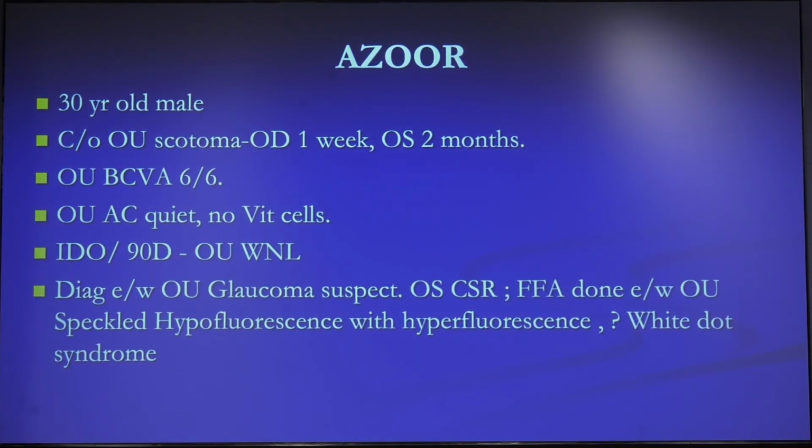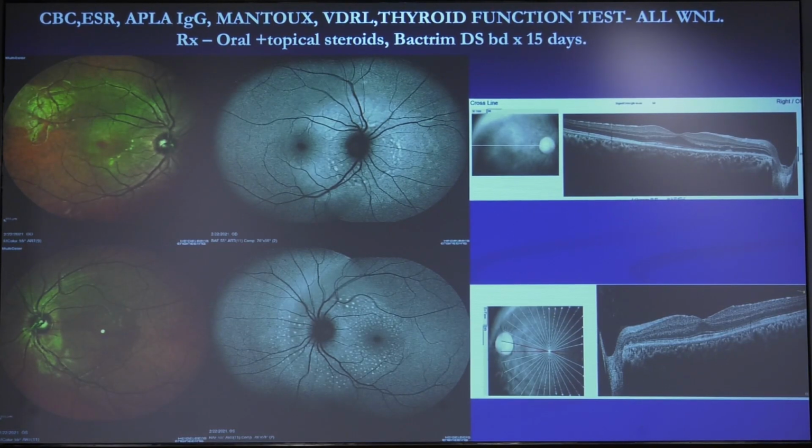AZOOR is another condition: a 30-year-old male presenting with scotoma in the right eye for 1 week, left eye 2 months, best corrected vision was 6/6. Diagnosed elsewhere as glaucoma or query CSR, and a white dot syndrome diagnosis was also made. And you can see here on a cursory fundus examination, you can easily miss this condition. The fundus is fairly normal looking, but on autofluorescence, it's quite remarkable.